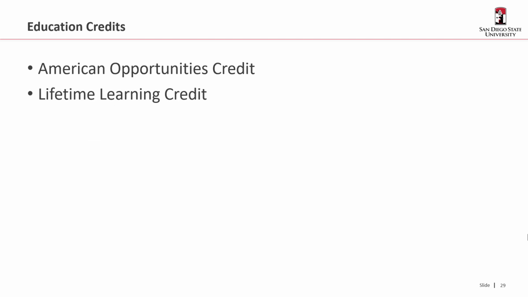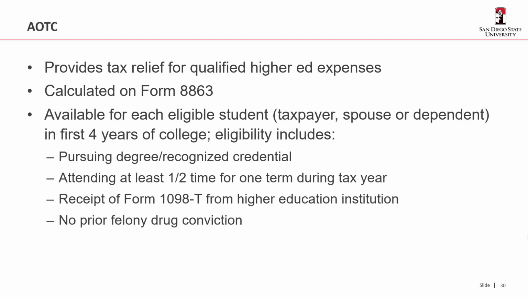Okay, let's shift over to education credits, something that I think most students can appreciate. We'll start with the American Opportunities Tax Credit, which provides tax relief for qualified higher education expenses. You complete a Form 8863. Again, I have a feeling we're going to be doing that.